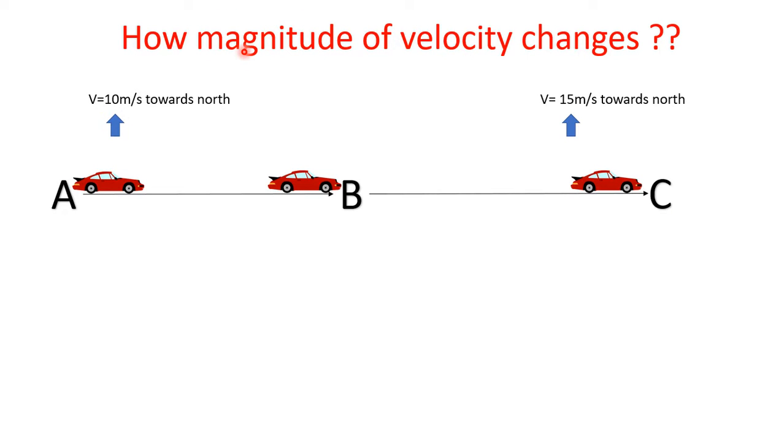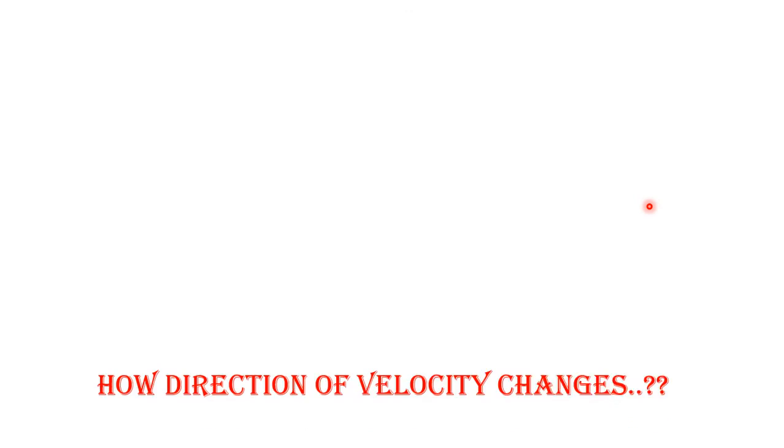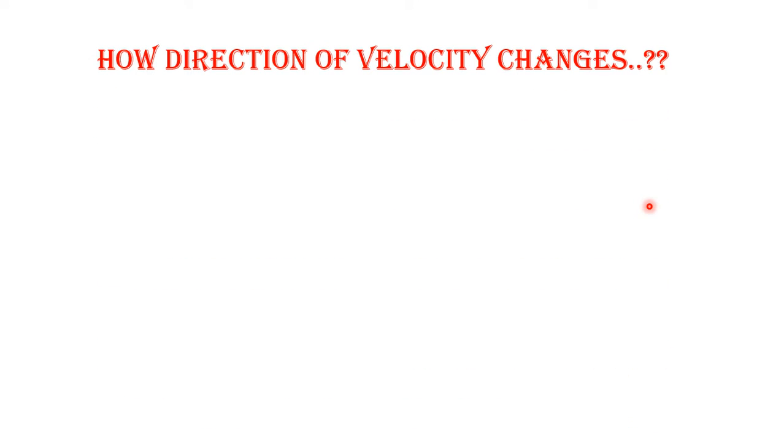So there is only a change of magnitude, so the velocity is changing from point A to point C. Then you can say the body is accelerating. Next, we will see how the direction of velocity changes.